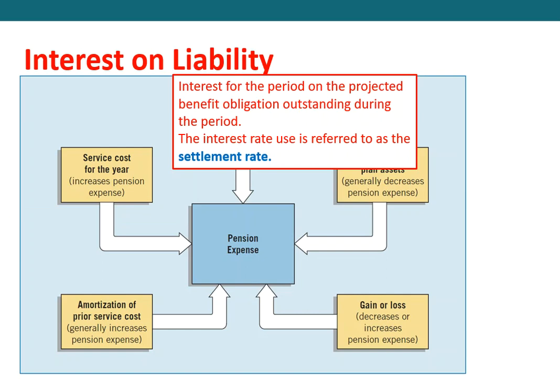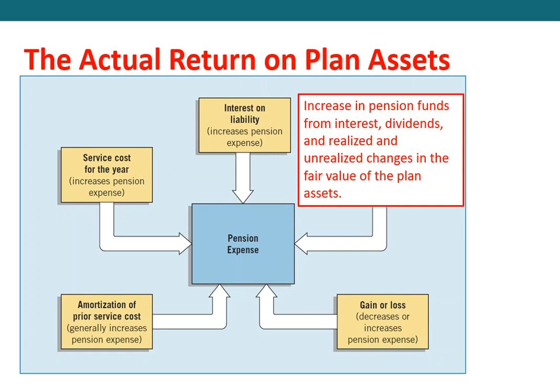Interest for the period of the projected benefit obligation is calculated using what we refer to as the settlement rate. Any obligation accrues interest, and our pension benefit obligation will accrue interest at an actuarially determined settlement rate. The next component of our pension expense, actually it's a reduction in our pension expense, is going to be the increase in the pension fund's asset value due to interest, dividends, both realized and unrealized gains, basically the change in the fair value of the plan's assets.